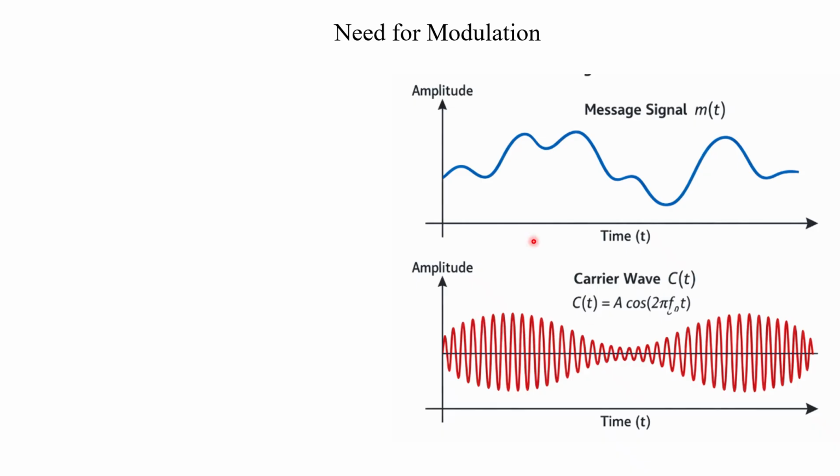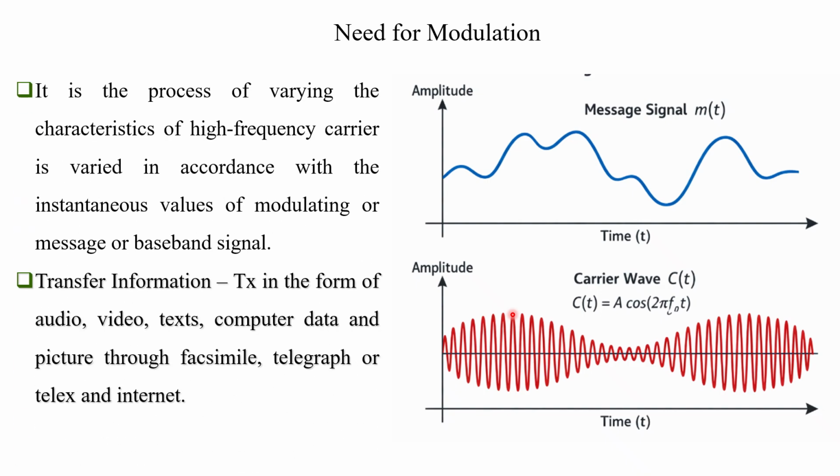Here you can see the frequency is very low, and here you can check the frequency is very high. Normally the message, your sound wave, may have frequencies in the range of 100 to 300 hertz, but for the carrier wave, your frequencies may fall in the range of megahertz and even sometimes gigahertz. So this is the difference.